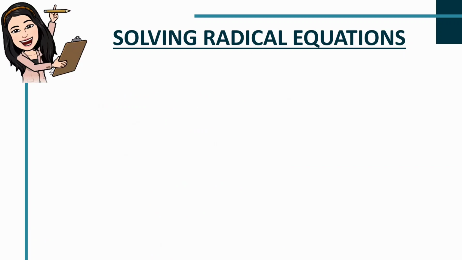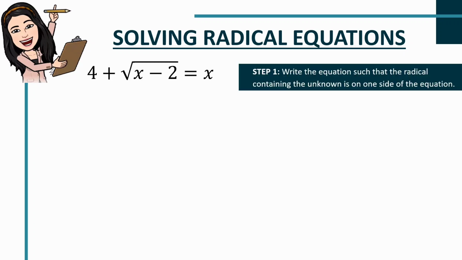Let us have another example. We have 4 plus square root of x minus 2 is equal to x. Okay, so this time, let us follow again the first step, which is to write the equation such that the radical containing the unknown is on one side of the equations. So here in our given equation, how many terms do we have? Okay, una, we have 4. Then second, we have a square root of x minus 2. And the third one is x. So therefore, we have 3 terms.